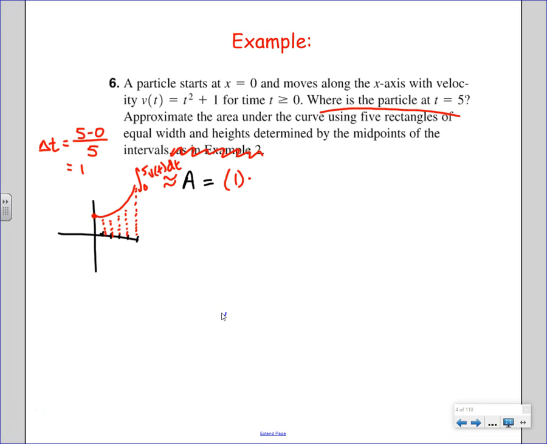We have to use the midpoint. And what would be the midpoint of the first subinterval? In between. So is my first subinterval between 0 and 1? Yeah. So halfway between 0 and 1 would be 0.5. I need to plug it into my velocity function. The second area is going to be 1 times, what's my velocity if I'm going now between 1 and 2? 1.5. You see it? Yeah.